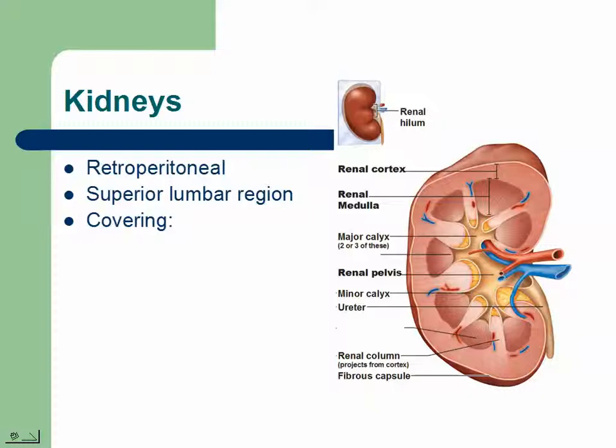They do get some protection from the rib cage, but they're not completely covered by that, so they have several layers of covering. First, the innermost layer that's directly covering the kidneys is called a fibrous capsule, and that's going to be made of fibrous tissue. It looks kind of glossy. That's nice and tough.